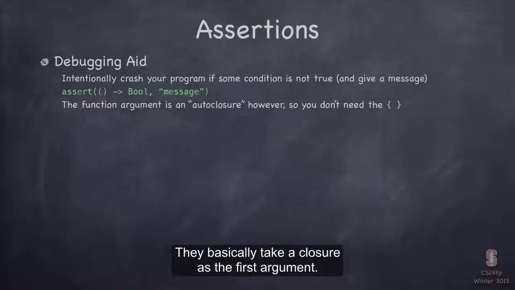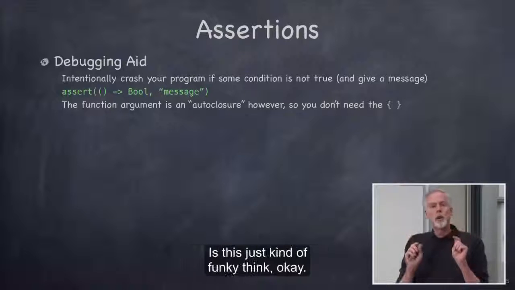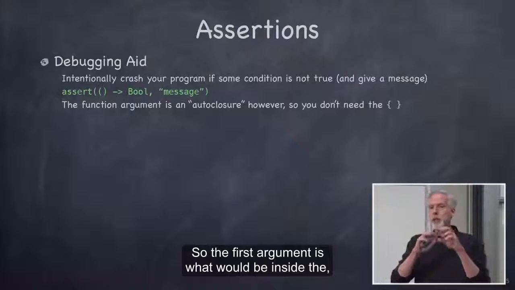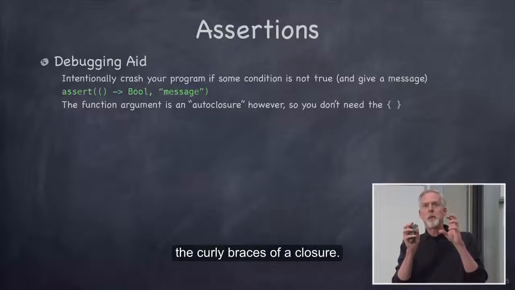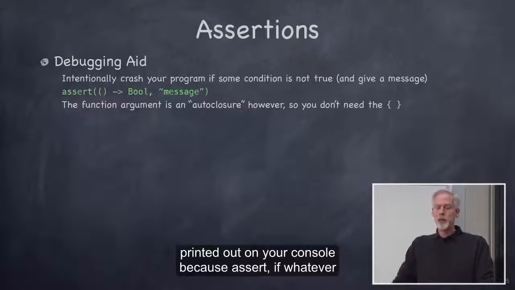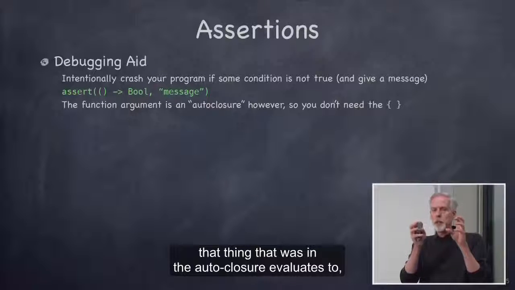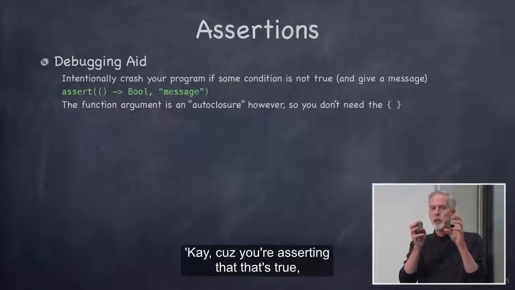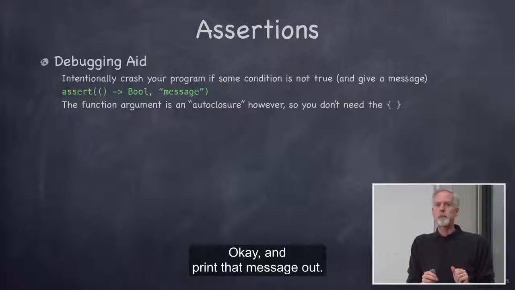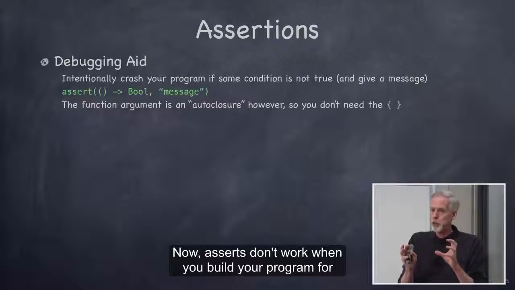They basically take a closure as the first argument. It's an auto closure, which means you don't need the curly braces. It's kind of a funky thing, okay? So the first argument is what would be inside the curly braces of a closure. And the second argument is some string that's going to be printed out on your console, because if whatever that thing in the auto closure evaluates to is not true, okay, because you're asserting that that's true, then it's going to crash your program. Okay, and print that message out. So it's a great way to make your program crash when things that should be true aren't.